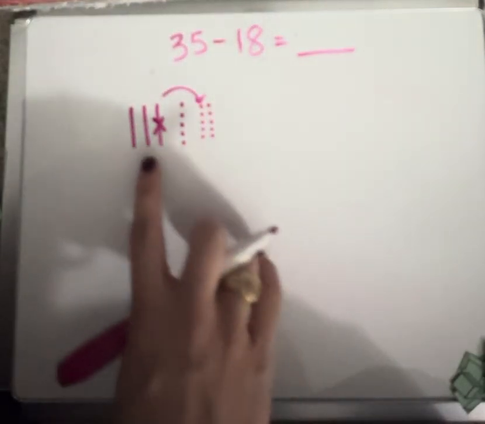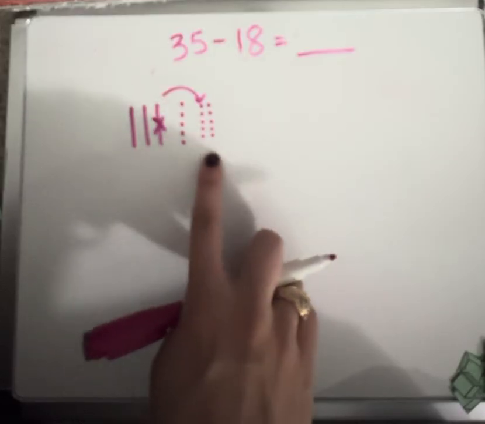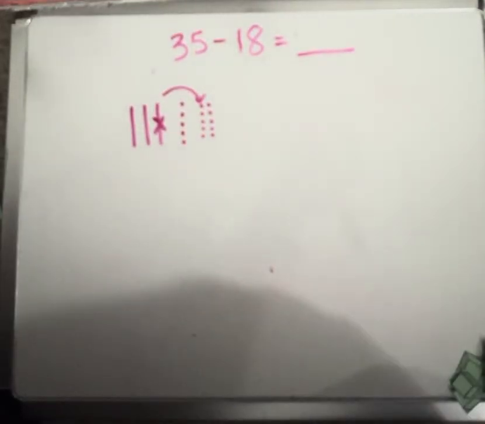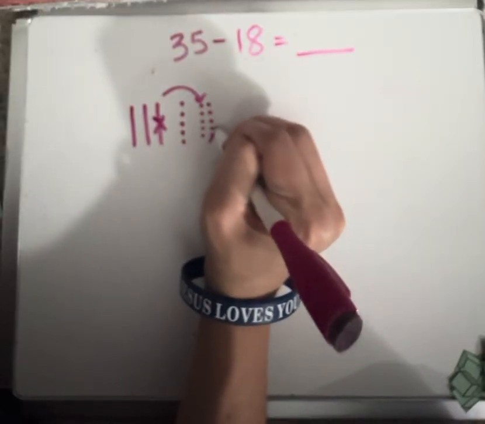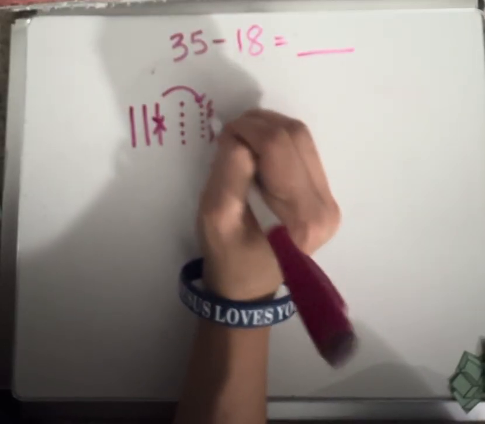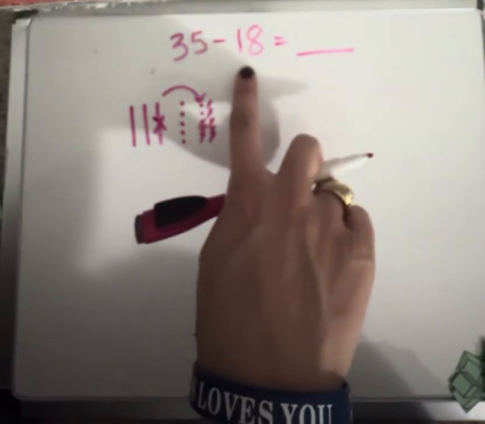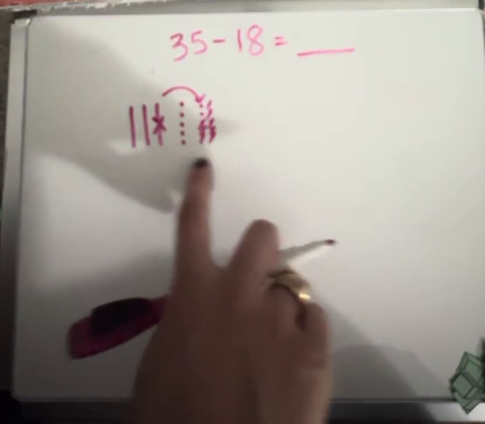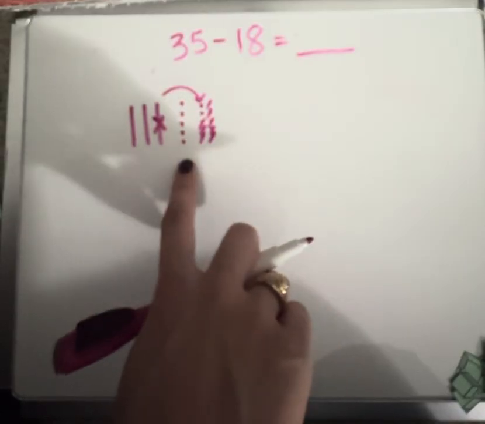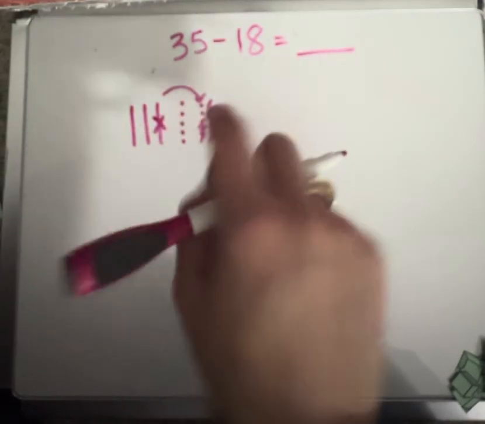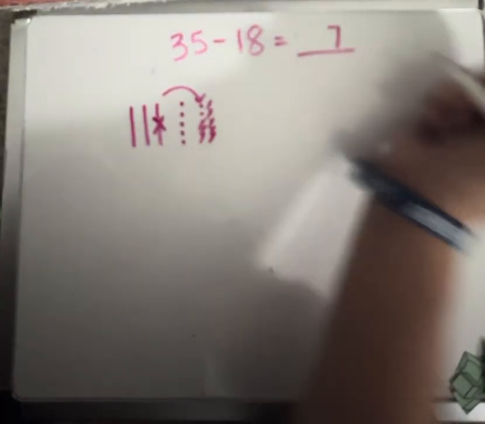So now that we have taken away one of our tens blocks and broken it down into 10 ones, we can now take away 8 from that. So let's mark them out as we count. 1, 2, 3, 4, 5, 6, 7, 8. So we've just crossed out 8 ones from our total of 15 ones. So now let's count how many ones we have remaining. We have 1, 2, 3, 4, 5, 6, 7. We have 7 ones left.